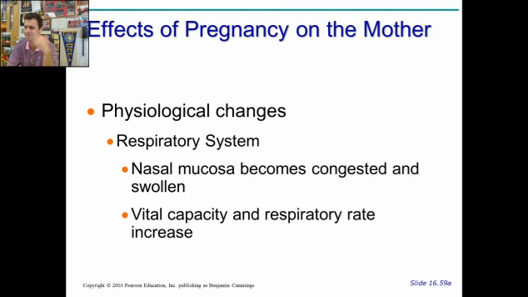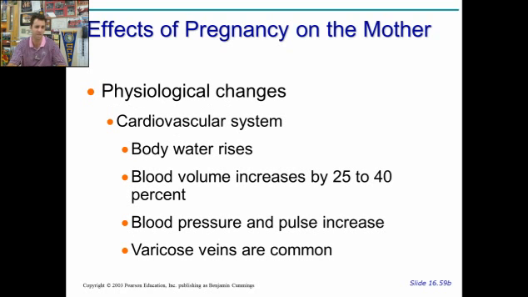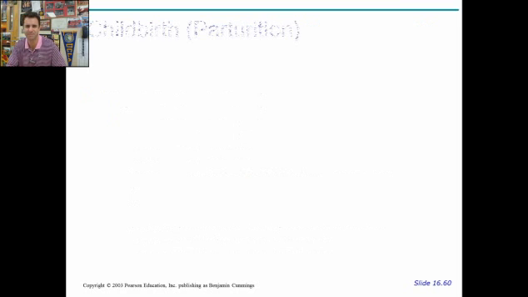She can sometimes get congested and start to have a runny nose even when she's not sick, with the respiratory system, largely due to the increase in blood pressure. Vital capacity and respiratory rate increase, so she's able to breathe more quickly and more deeply, use more of her lungs. Body water rises, I mentioned that. Blood volume is going to increase 25 to 40%. That's quite significant. Blood pressure, thus, of course, will increase, and pulse will increase to move the blood around. And then varicose veins are also more common. It's harder to get the blood back up to the heart.